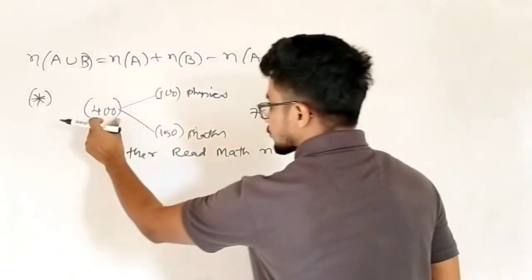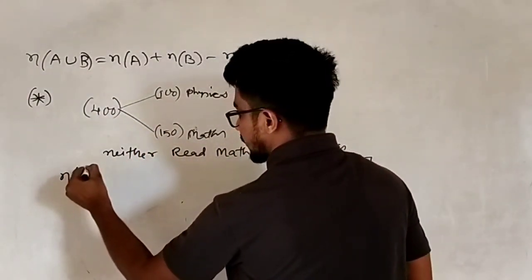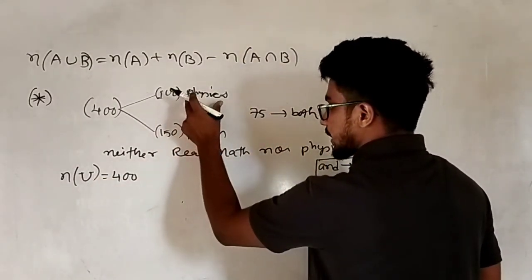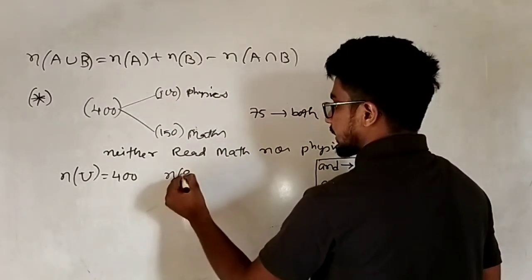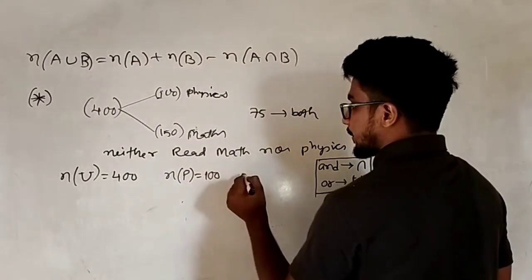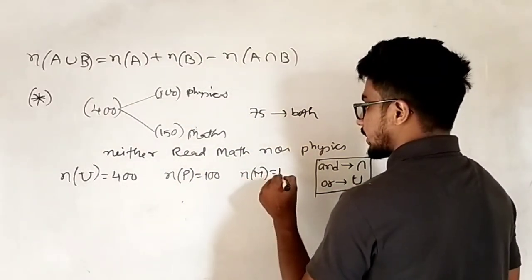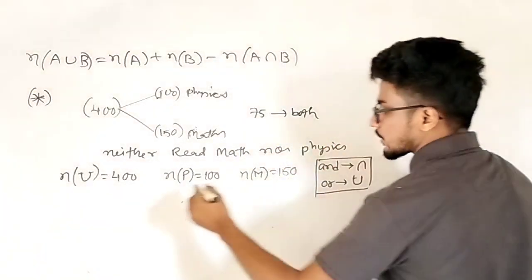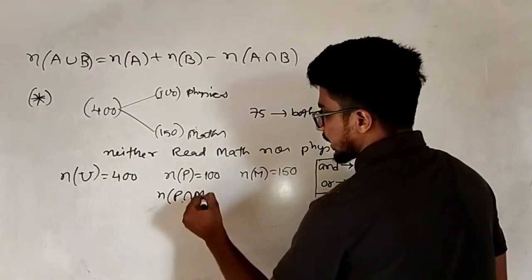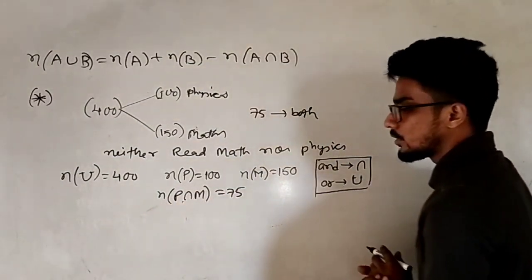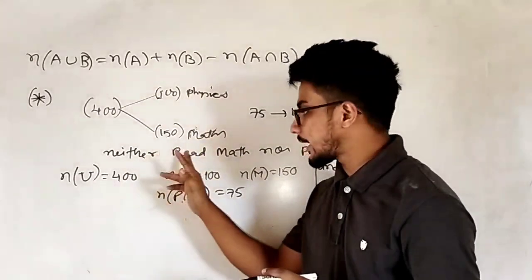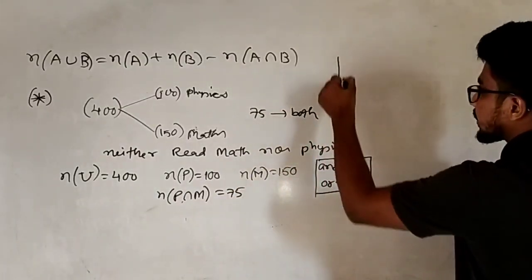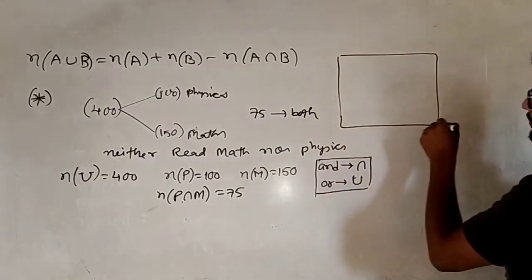Now here total students, that means number of U is 400. Suppose the collection of physics students is denoted by P, then n(P) equals 100, and number of math students, that is n(M) equals 150. And both means P intersection M equals 75. We have to find how many students neither read maths nor physics. So let's see by drawing the Venn diagram.